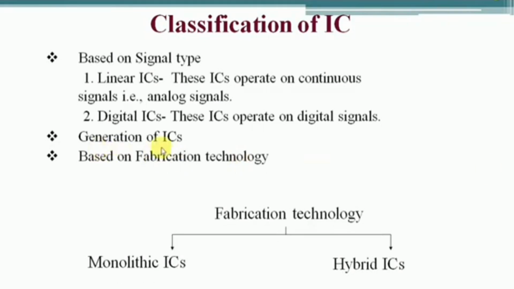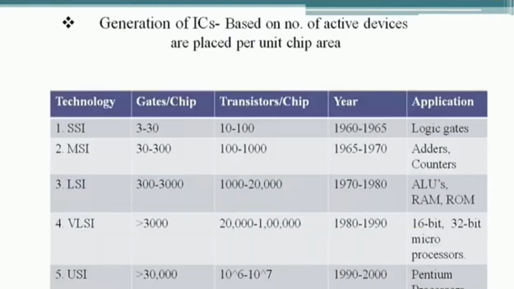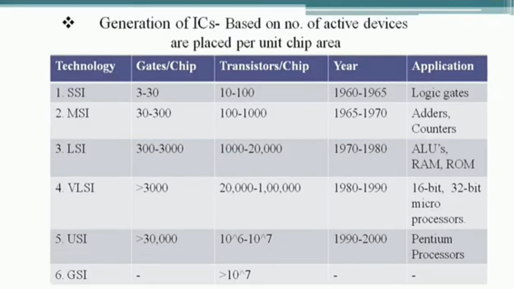Now we are going to see in detail what is the generation of ICs. As we know, these ICs are classified based on the number of active devices placed per unit chip area. Considering one table here, depending on the technology used, the count of transistors is displayed. The first technology is small scale integration, with 3 to 30 gates per chip and 10 to 100 transistors. It was introduced and used in 1960 to 1965, and the application is logic gates.